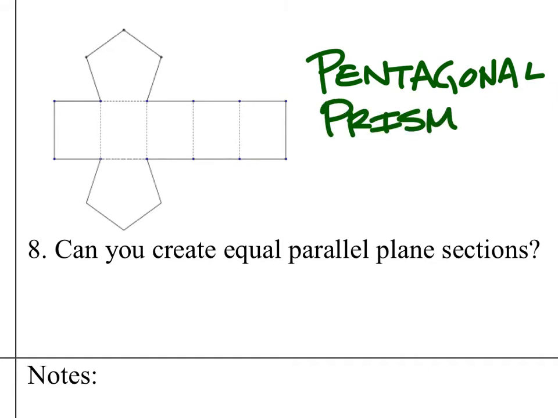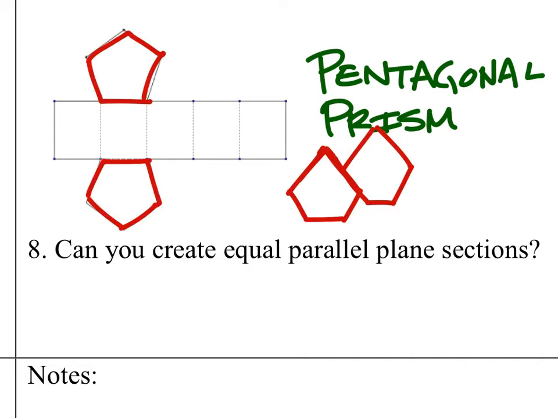Alright, just so we can see what this would look like after we folded it up. So that's a nice setup. Then we just connect the points like these, and we can clean that up a little bit. Alright, so something like this. And does this create equal parallel plane sections? Yeah, the pentagons are parallel to each other, which is, again, kind of the properties of a prism. So, yes.